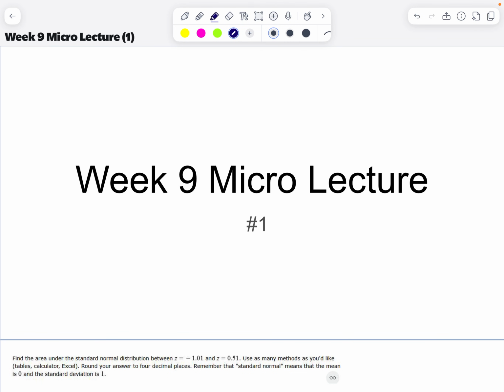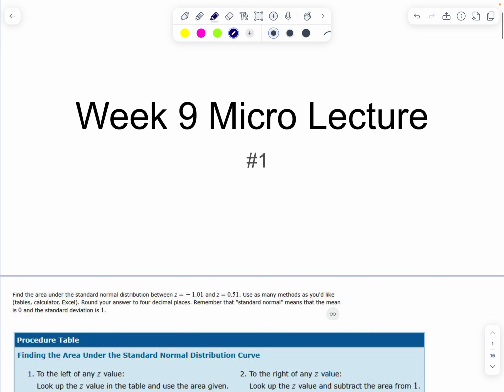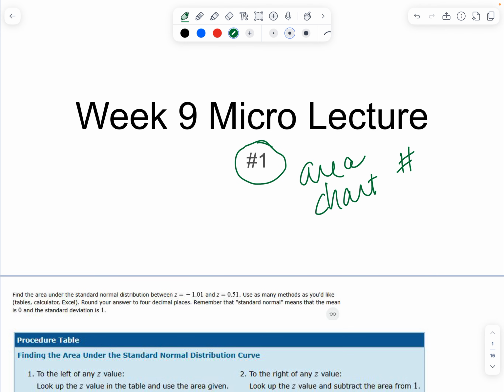All right, party people, it's week 9, and we're going to look at a multi-part question. It has to do with finding area under the curve. Now, this is question 1 in the homework, and so you're going to want to use the area chart that I posted in the announcements for questions 1 through 4.